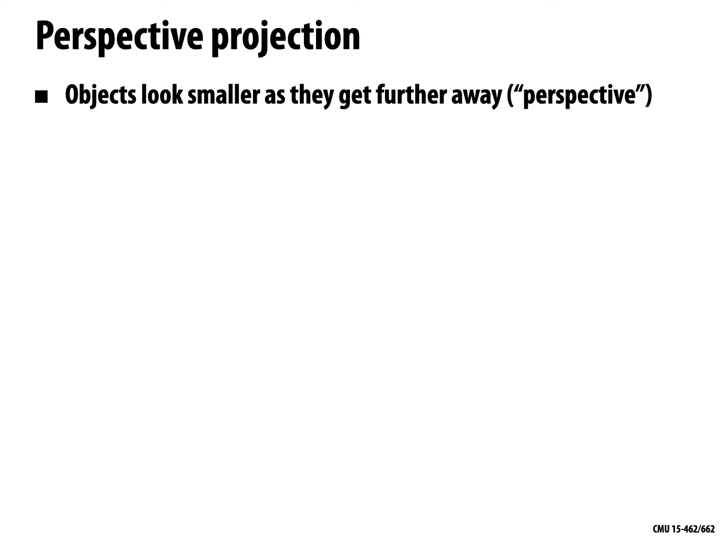The first one is perspective projection. So we said that this really, really simple idea of just tossing out a coordinate, that's not going to give us a very interesting image. What we'd like to do is capture things that we know are true from our day-to-day experience of looking at the world. So one thing we know from walking around the world is that objects tend to look smaller as they get further away. This is the phenomenon of perspective.